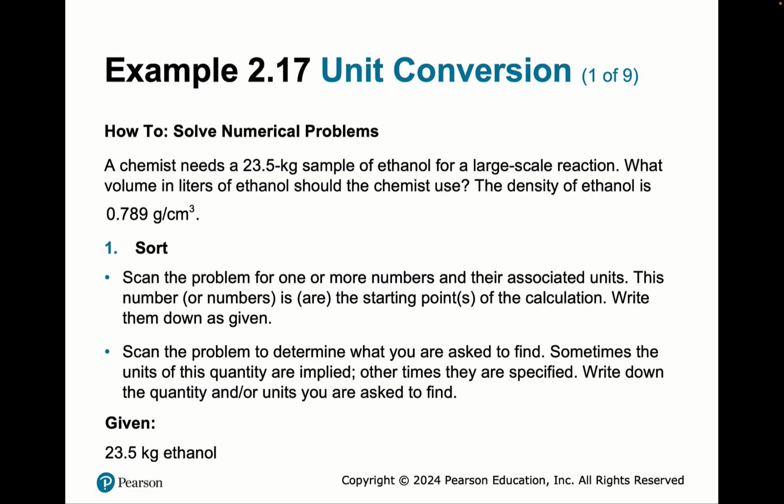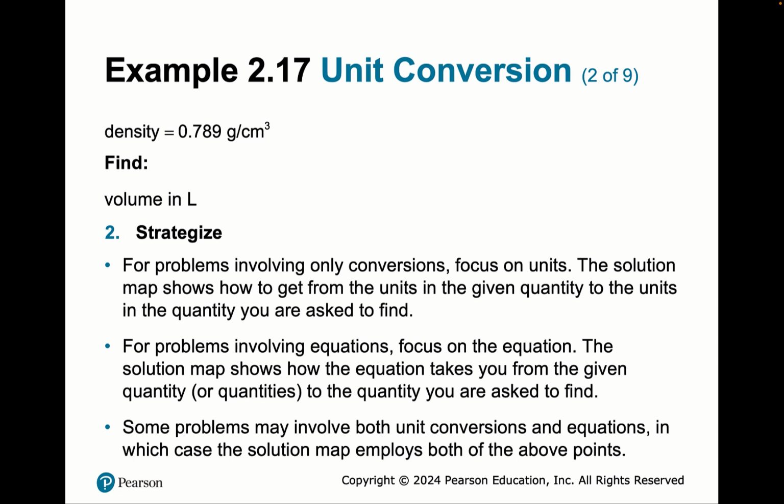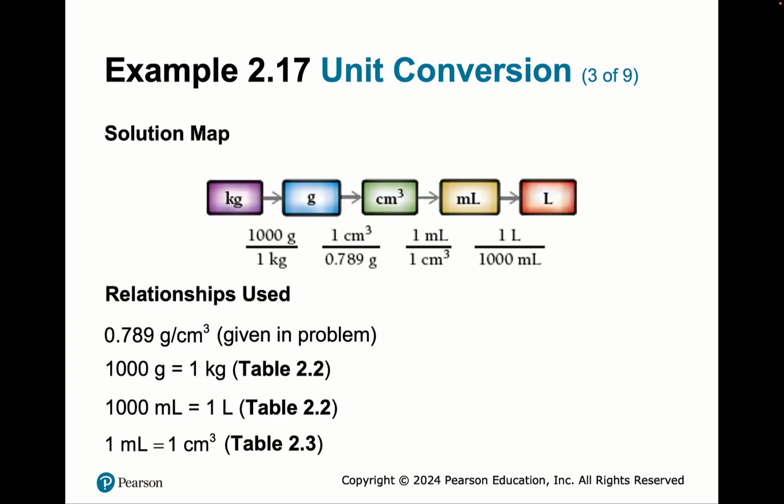So let's look at some numerical problems. A chemist needs 23.5 kilograms of ethanol for a reaction. What volume in liters of ethanol should the chemist use? The density of ethanol is 0.789 grams per cubic centimeter. We're given kilograms, so the first thing we're going to do is convert to grams, and then with the density, since we're looking for volume, we'll have to divide by it, and then we can get the volume and convert it to liters.